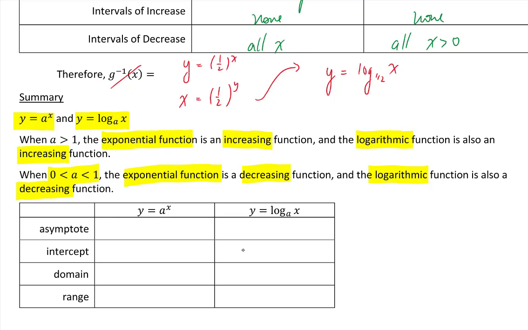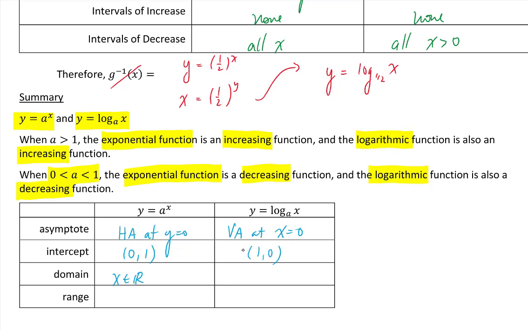With exponential and logarithmic functions of the following form, we know we have a horizontal asymptote at y equals 0 for the exponential and a vertical asymptote at x equals 0 for the logarithmic. If you look at the graphs, we see that there is always a y-intercept of (0, 1) for functions of this form. And since the logarithm is the inverse, we have an x-intercept at (1, 0).